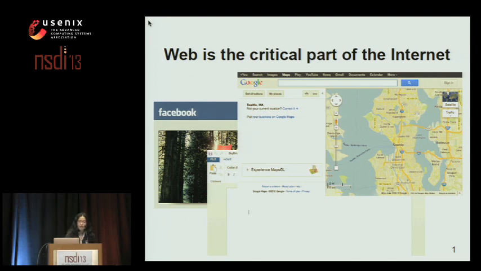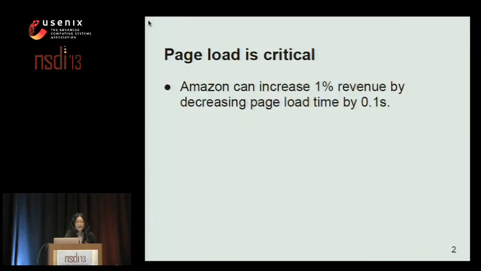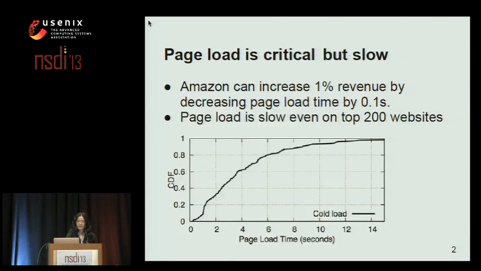Nowadays, the web is everywhere. It is a critical part of the internet. Unsurprisingly, page load is critical. Studies suggest that Amazon can increase revenue by 1% by decreasing page load time by 100 milliseconds. And unfortunately, page load is slow.